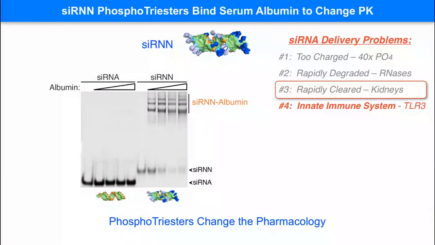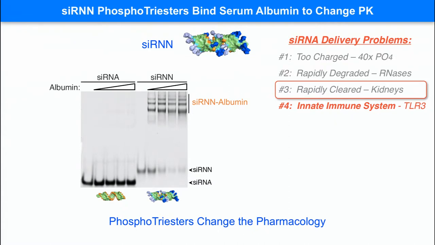Whereas for the phosphotriester, which I didn't point out earlier, we call it a ribonucleic neutral, an RNN rather than an RNA, to distinguish the two, albumin binds to this. There's 1, 2, 3, 4 different albumin molecules that are bound to this.